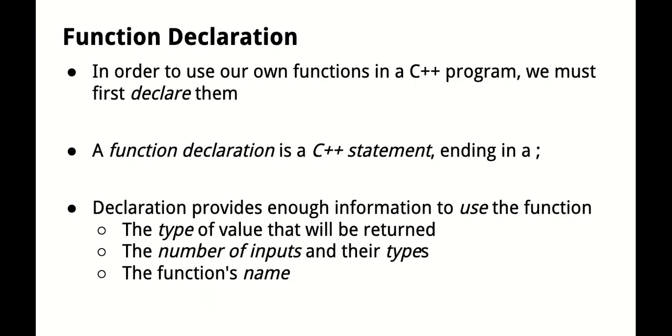So the first concept we'll talk about is a function declaration. In order to use your own function in a C++ program, you must first declare it. Like if you want to use a variable, you have to declare that variable. And a function declaration is a C++ statement, which means it will end in a semicolon. The declaration is going to give somebody enough information to know how to use that function. So a declaration will establish what type of value you can expect to be returned from that function, be it int, double, char, bool, the number of inputs and their types, and then also the function's name so that somebody knows how to appropriately call that function.